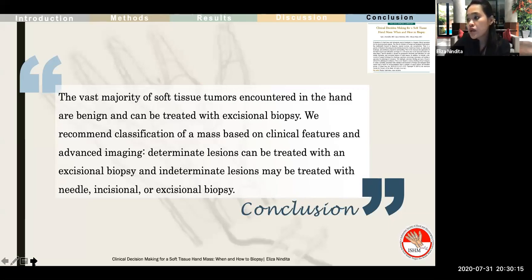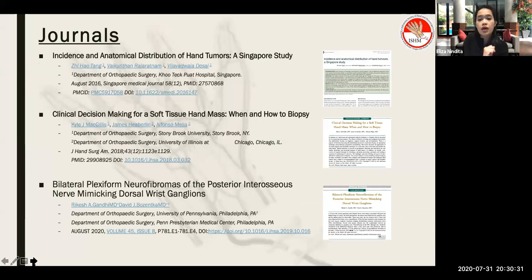So in this journal, there is also consideration to do classifications based on clinical features, and what kind of biopsy we should take. Okay, so that would be the second journal, and I will now read the third journal.